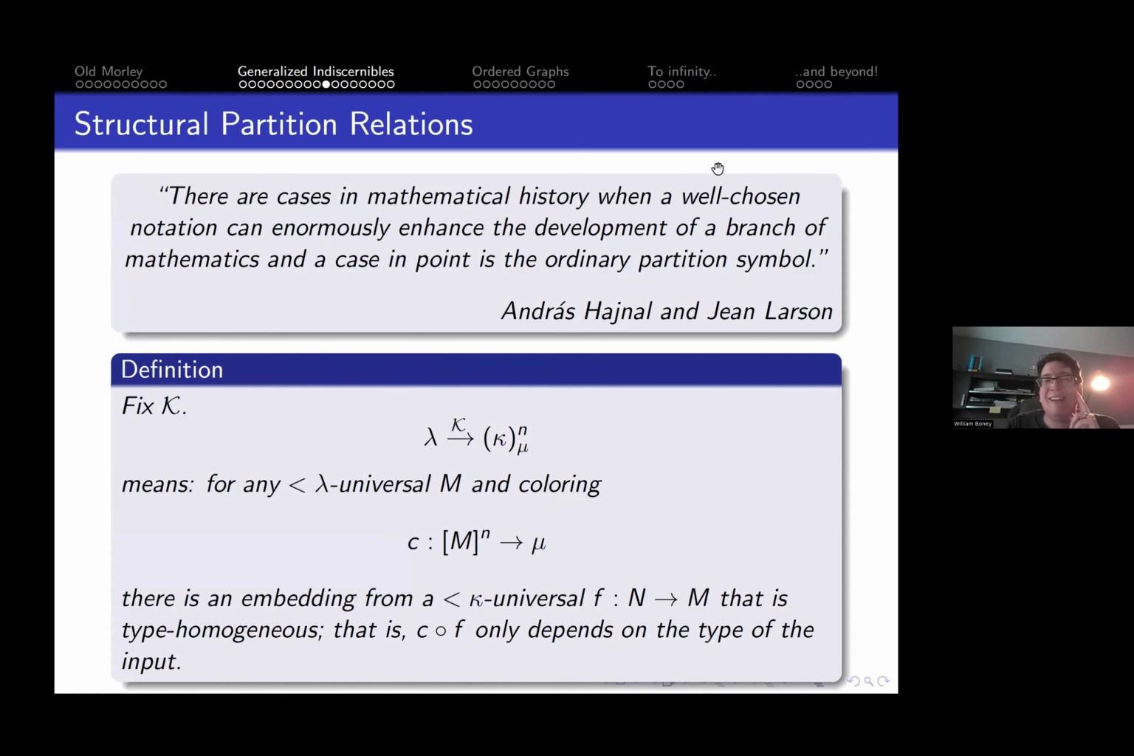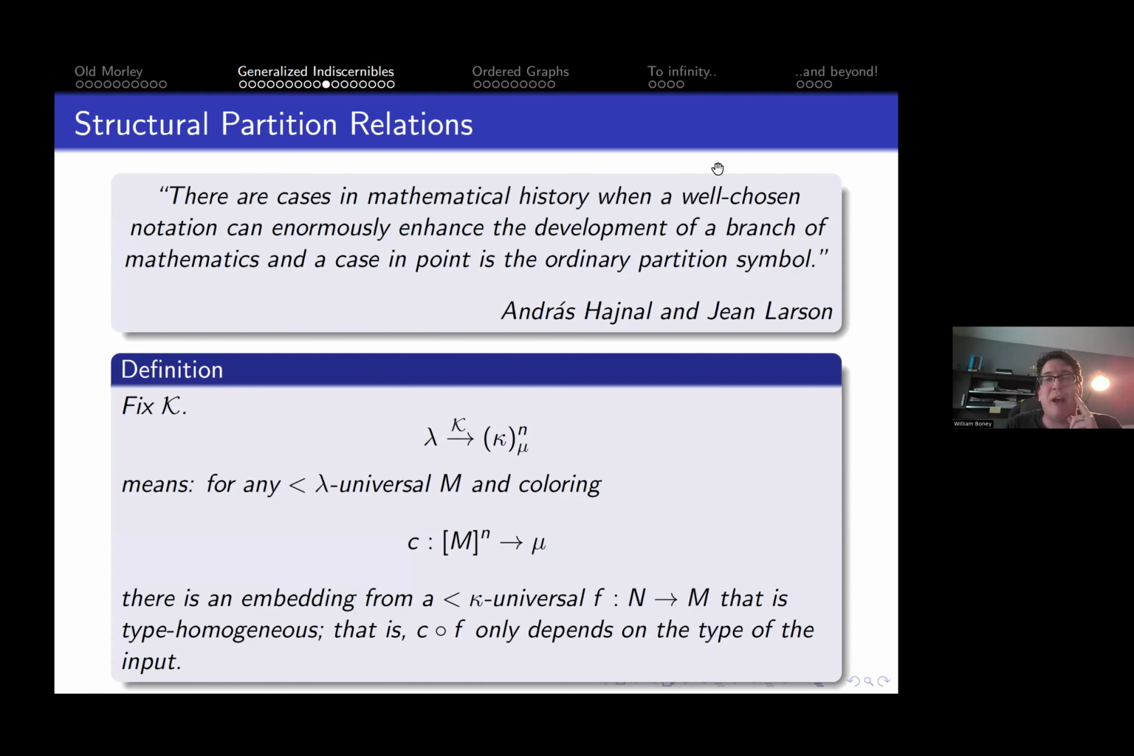And so there's this nice quote here from Hajnal and Larson, I think in their Handbook of Set Theory article on partition relations, basically just talking up the partition relation symbol and how great it is. And so I define this sort of structural partition relation. It's different than the one you see in Ramsey classes because these are all cardinals rather than finite structures.